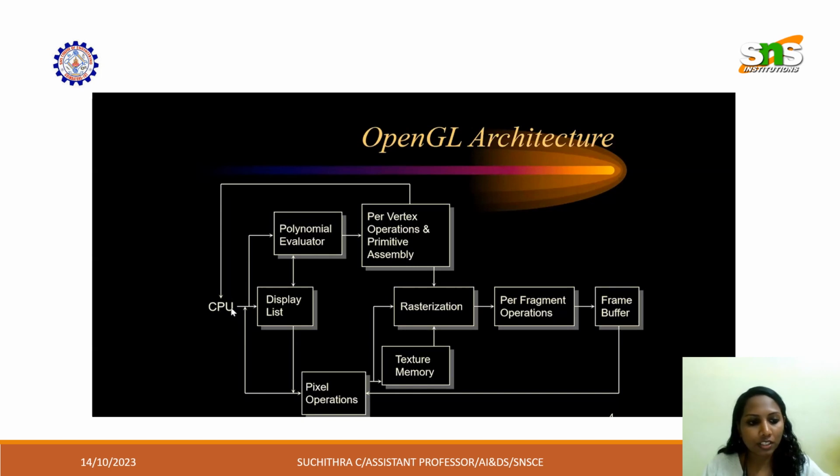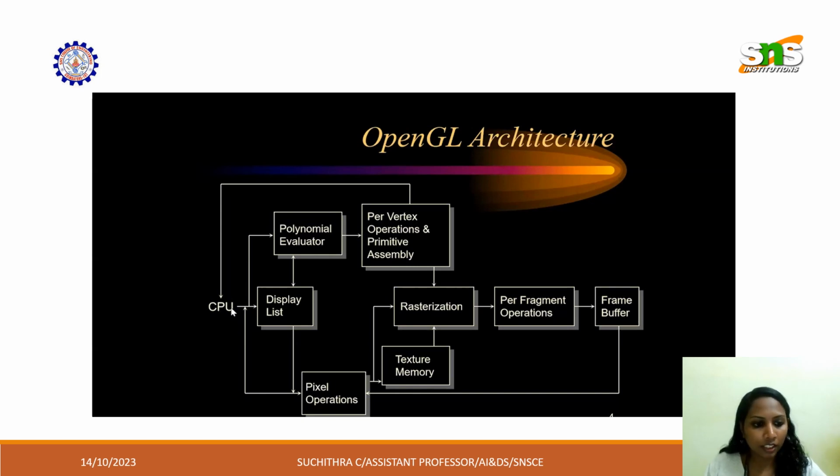Next, the first stage in the pipeline is the evaluator. This stage takes any polygon evaluator commands and evaluates them into their corresponding vertices and attribute commands. Then the next stage is per-vertex operation and primitive assembly, which includes transformation, lighting, primitive assembly, clipping, projection and viewport mapping.